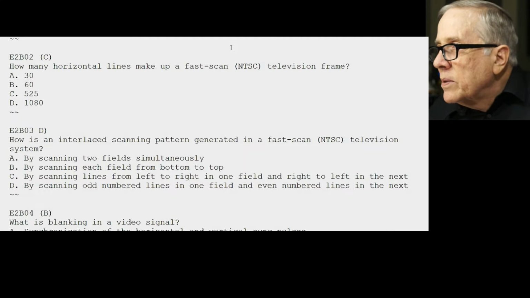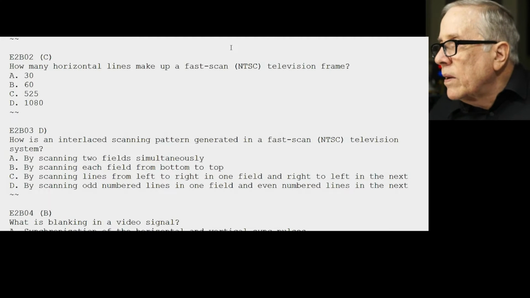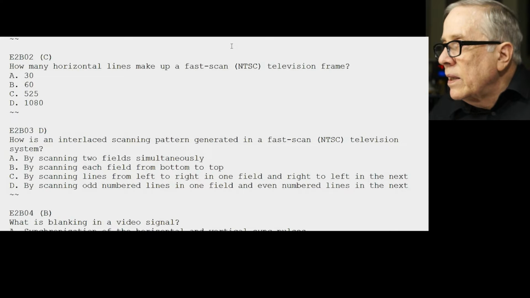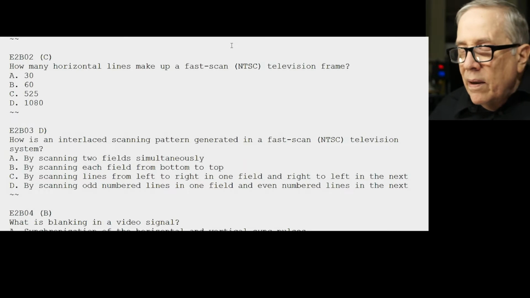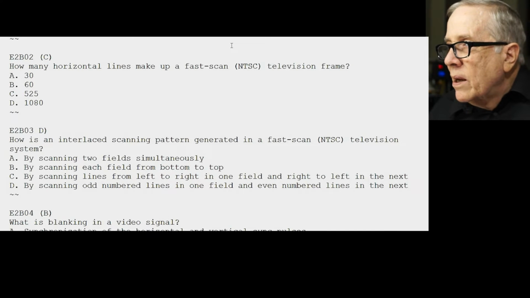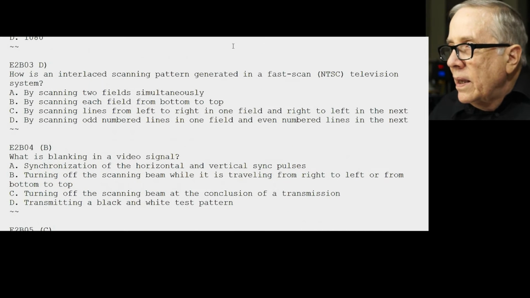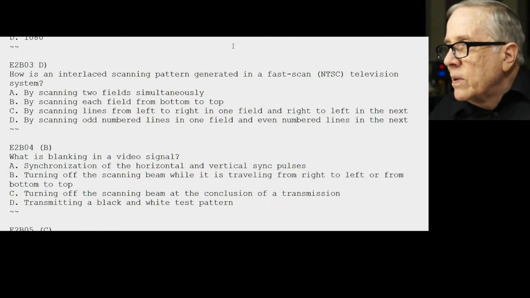E2B03. How is an interlaced scanning pattern generated in fast-scan NTSC television system? It does the odd and then the even numbered ones. So the answer is D, by scanning odd numbered lines in one field and even numbered lines in the next. Interlaced.